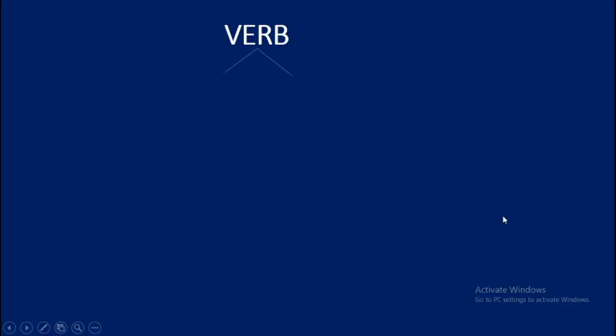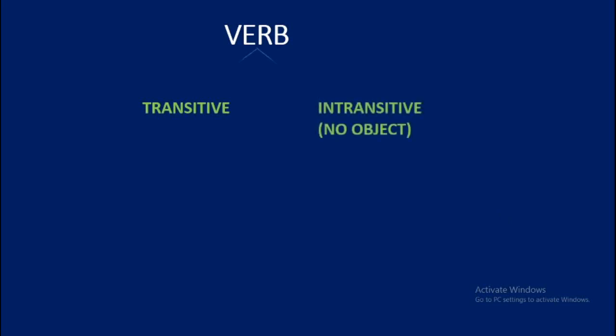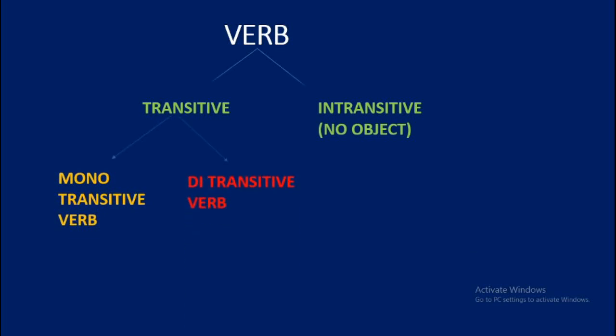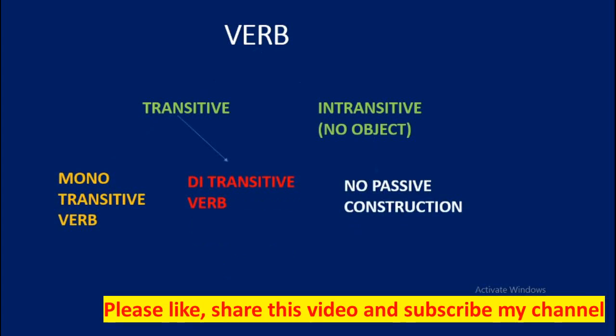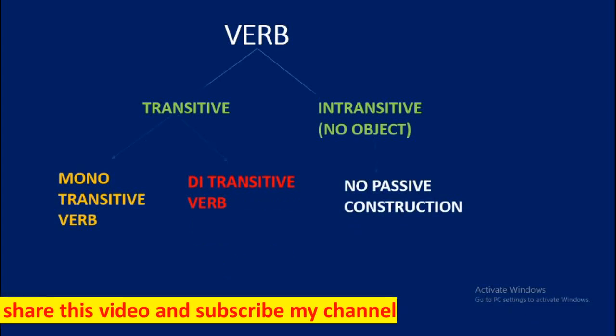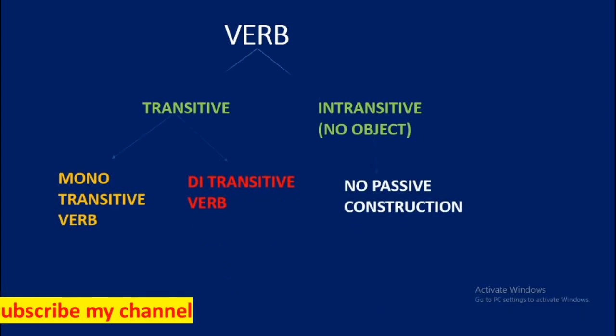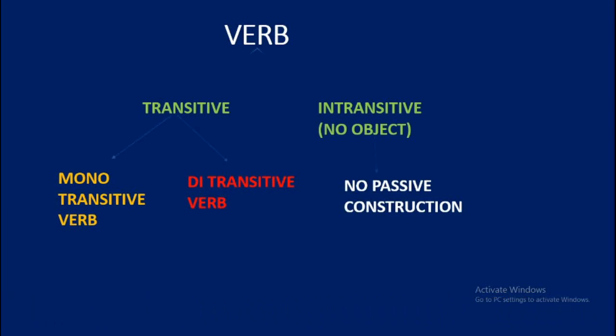The structure of the verb. A verb can be studied in two ways, that is, transitive verb and intransitive verb. Transitive verbs are monotransitive verbs and ditransitive verbs. Intransitive verbs have no objects. They do not take any objects, so there is no passive construction for them.